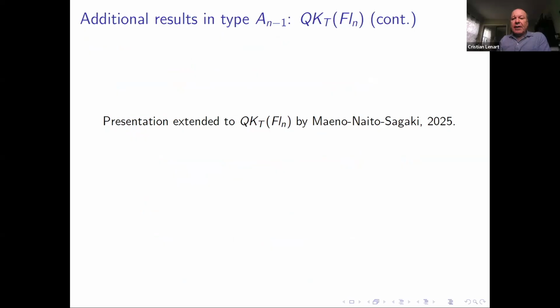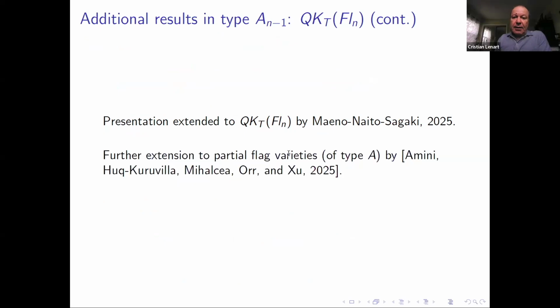And then Maeno, Naito, Sagaki went further and extended the presentation to the T-equivariant quantum K-theory of the type A flag variety. They used slightly different methods. And then there was another step further done very recently by these people indicated here, where they derive the presentation for any type A partial flag variety.